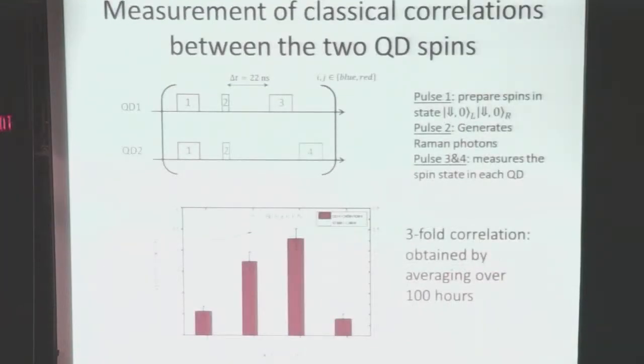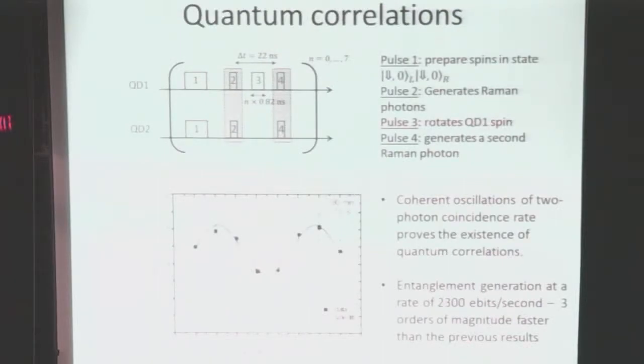So then we measure the classical correlations, and maybe not as clear as the previous case, but clearly we have a high visibility or high fidelity for essentially having only one of the spins flipped. And then we look at the quantum correlations, and the presence of oscillations, even though with modest visibility, is telling us that we indeed have entangled the two spins.